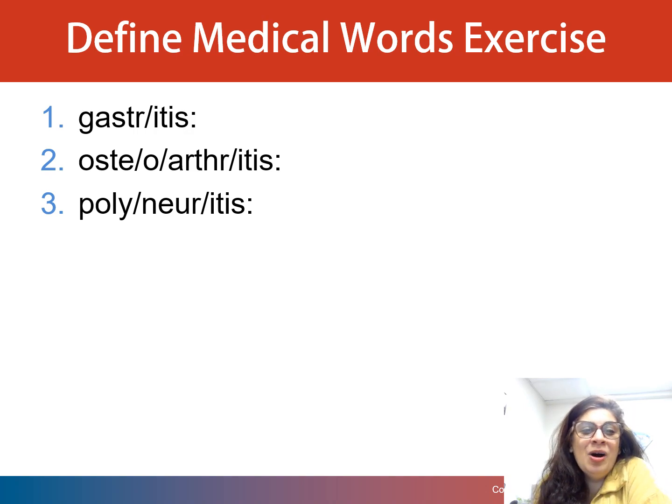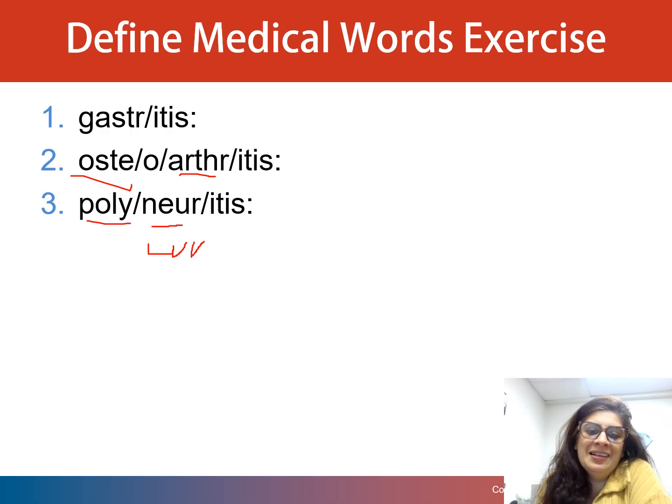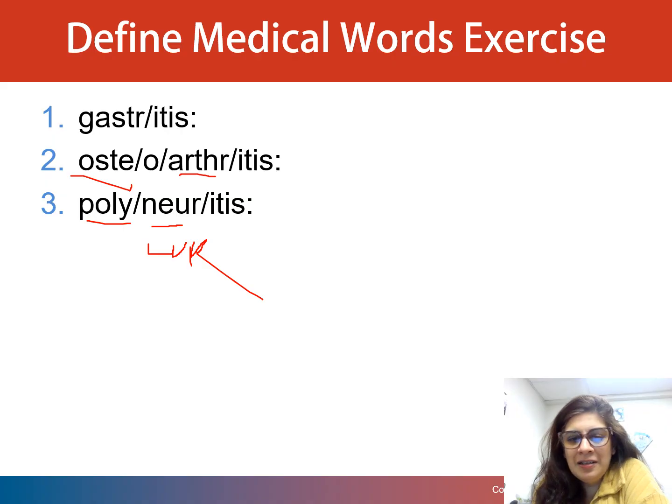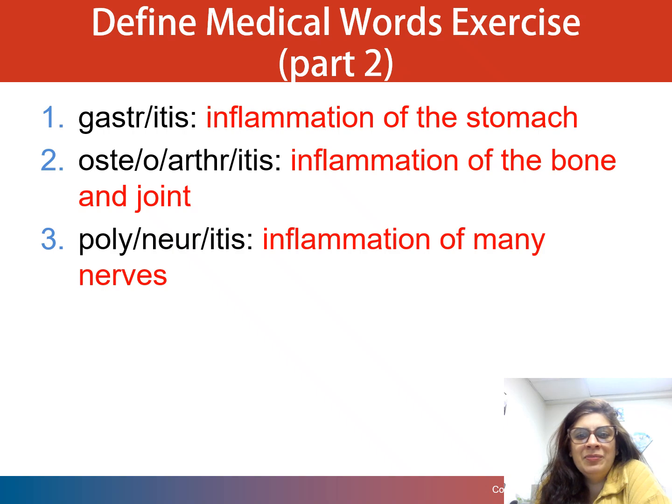So now osteo over here is actually a word root, and arthr is also a word root. So some of the examples you will see have 2 word roots instead of 1. Poly is a prefix, neur is a word root, and I will try writing it down for you. Word root, and itis is actually a suffix. All right, moving on. See, inflammation of the stomach, gastritis. Osteoarthritis is inflammation of the bone and joint, and polyneuritis would be inflammation of many nerves.